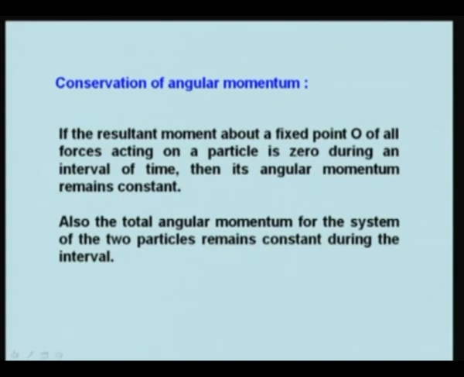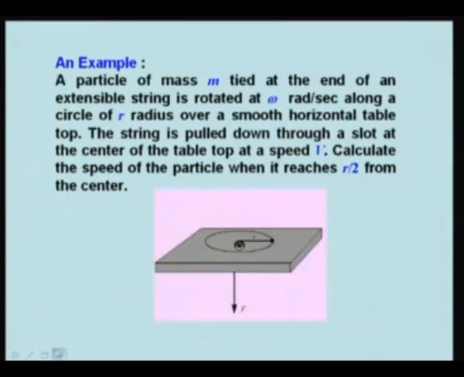Thus, if the resultant moment about a fixed point O of all forces acting on a particle is 0 during an interval of time, then its angular momentum remains constant. Also, the total angular momentum for a system of two particles remains constant during the interval. This means that this is valid also for a system of particles.